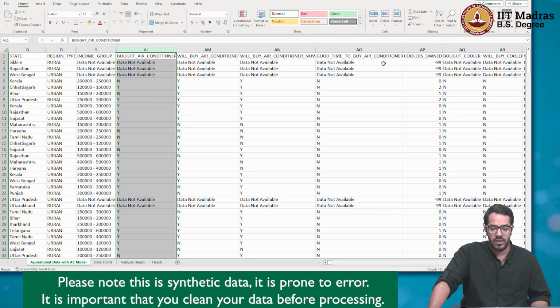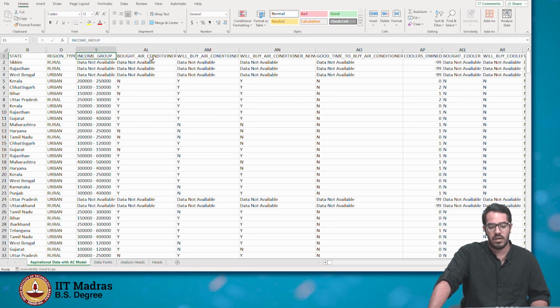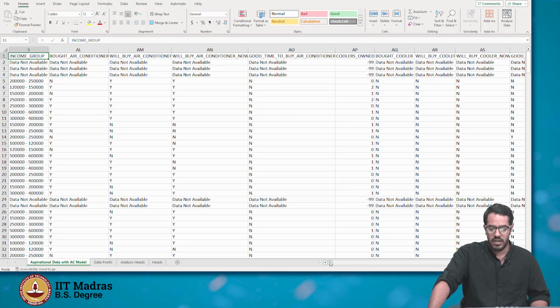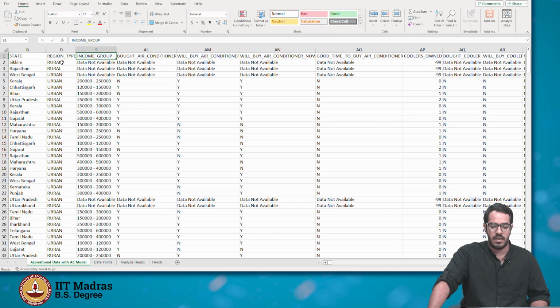Yeah. Now, we have fairly clean data. First gives a state, what region they are in, urban or rural, income group, how much they are earning annually, whether they have bought an air conditioner, whether they want to buy an air conditioner, whether they want to buy an air conditioner right now, do they consider it a good time to buy an air conditioner or not. So, going further, there are more data points about coolers after that. I haven't cleaned that data, but as a snapshot on the screen that we can see right now, we have most of the relevant data that we require.